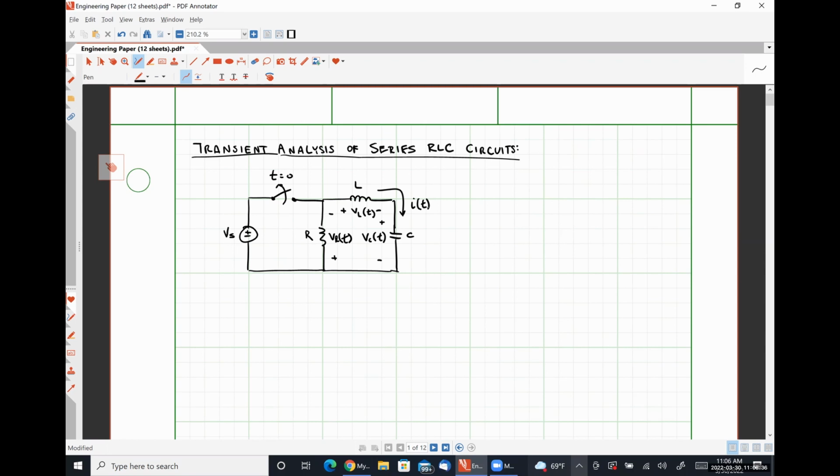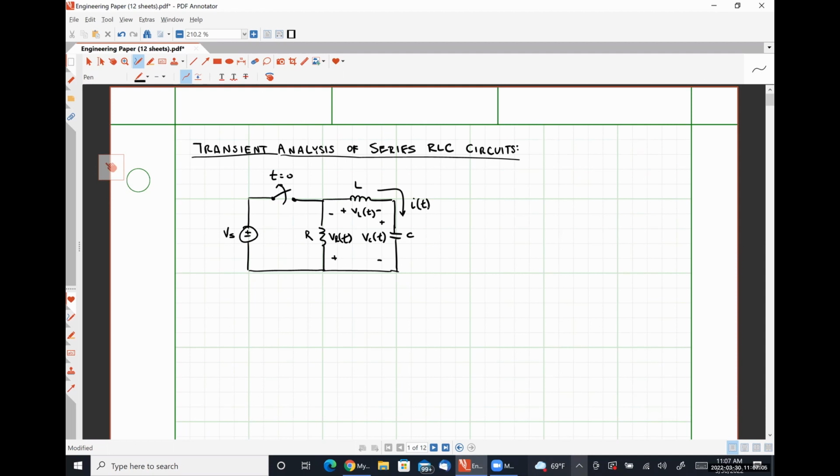Please note that while the current I of t is common to all of these elements, R, L, and C, it is representative of the inductor current, which means that it cannot change abruptly, right? So whatever value it had at t is equal to 0 minus, it must continue to have at t is equal to 0 plus.